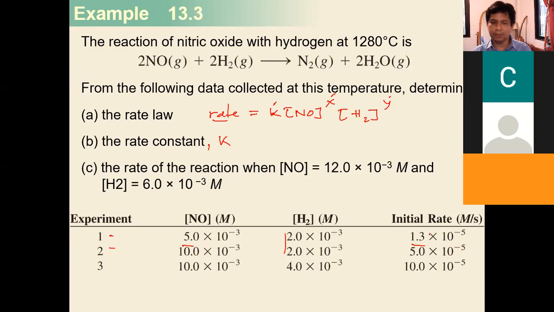Na-imagine niyo ba yung sinasabi ko? So kumbaga, if you're going to divide equation 2 with equation 1, no? Equation 2 divided by equation 1, in short, you're going to have something like 5 divided by 1.3. And then on the other side of the equation, you have 10 divided by 5, and then this is raised to x. So what would be the value of x?